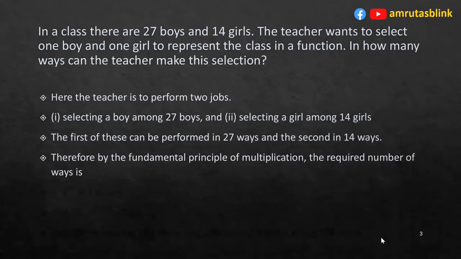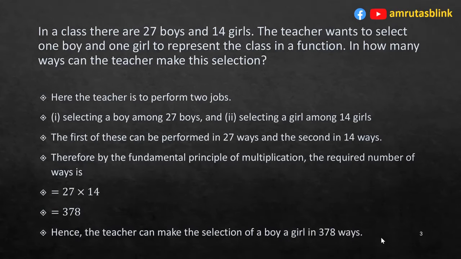So by the fundamental principle of multiplication, the required number of ways is 27 into 14, that is 378. So basically in 378 ways the teacher can make this selection of a boy and a girl.